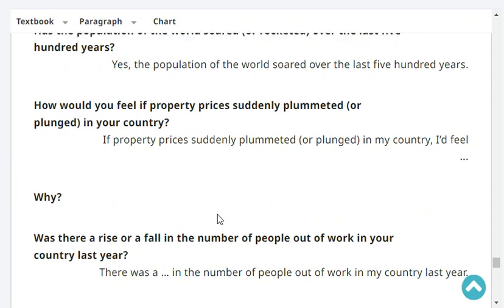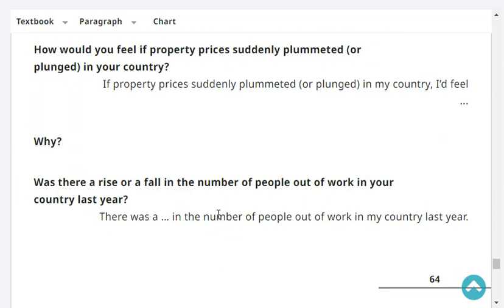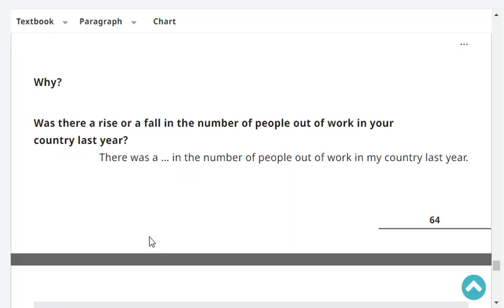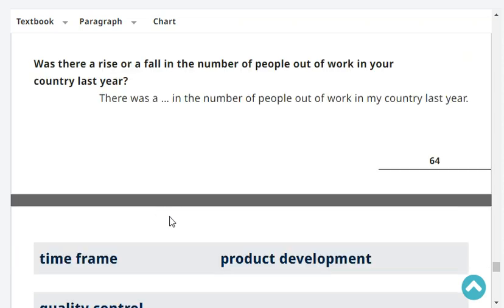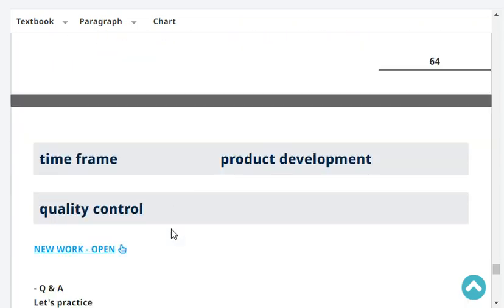Very good. Okay. Was there a rise or a fall in the number of people out of work in your country last year? There was a rise in the number of people out of work in my country last year. Very good.